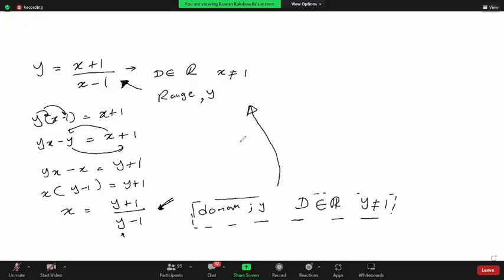Because that should be the same. So the range should again belong to real numbers, but there is a case that y should not equal 1. So you can give the answer for the range like that. That means the range of this function is equal to the domain of this function because both are the same. We can talk about that the inverse way also.